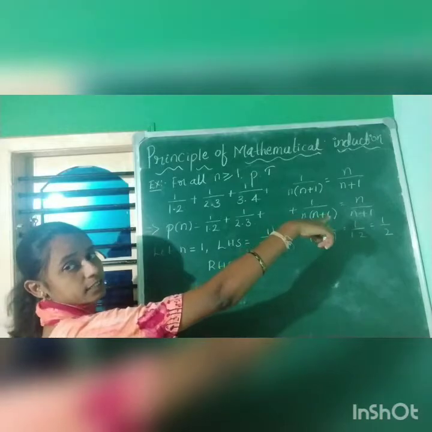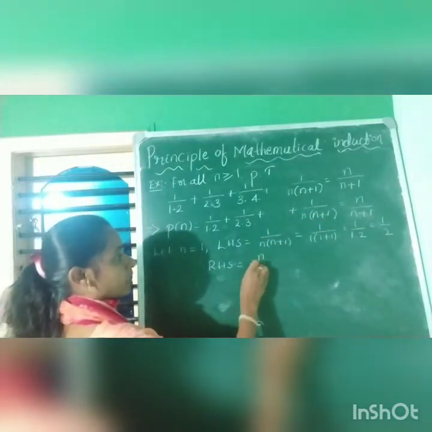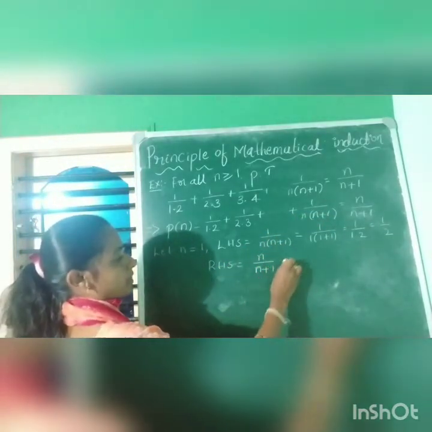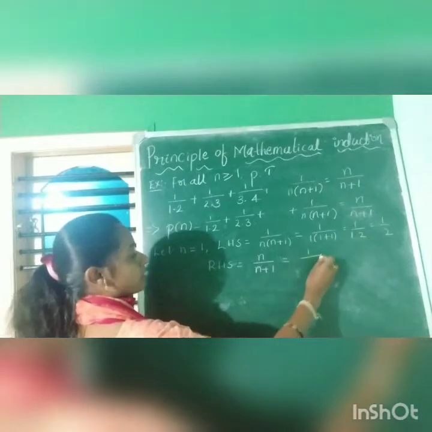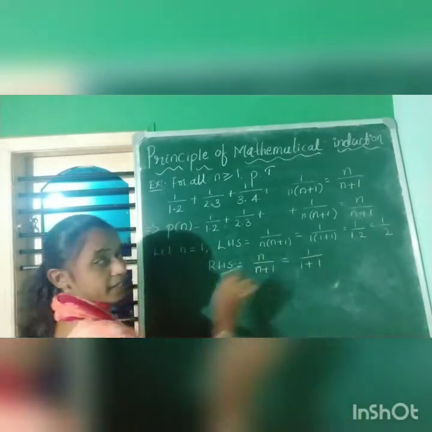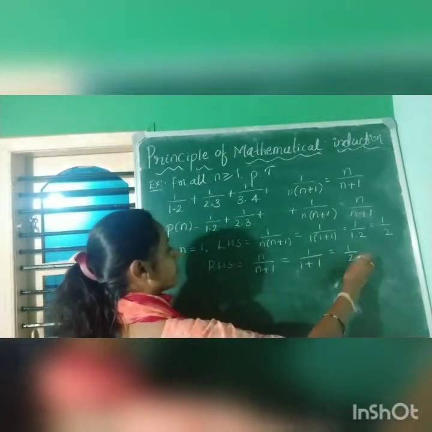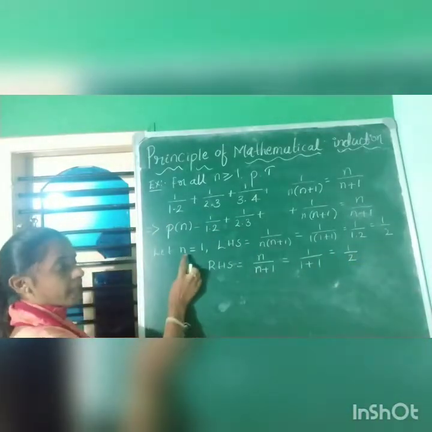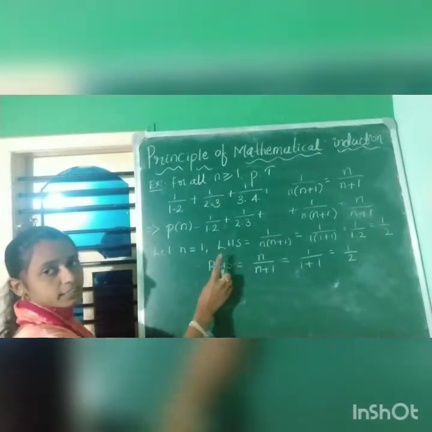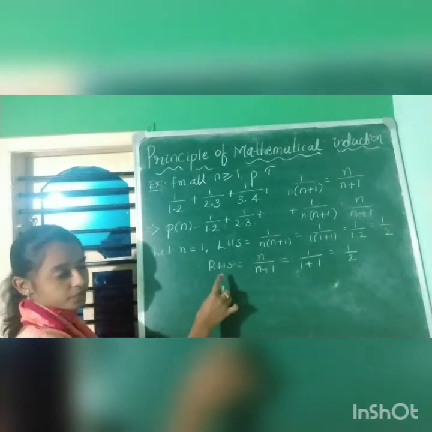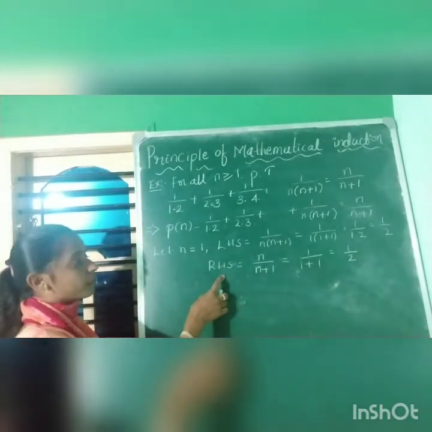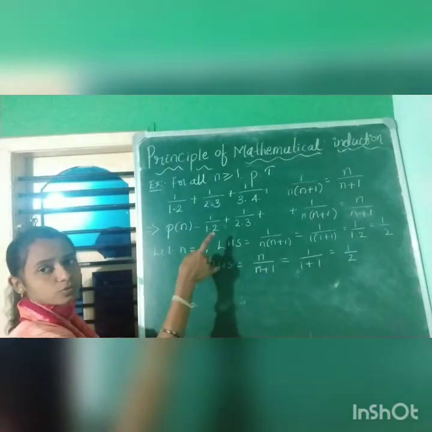The RHS is, that is, after the equal sign, n divided by n plus 1. I just took n as 1. 1 divided by 1 plus 1 is nothing but 1 divided by 2. Here for n is equal to 1, LHS and RHS are both equal. If these two are equal, we can say that P of n is true.